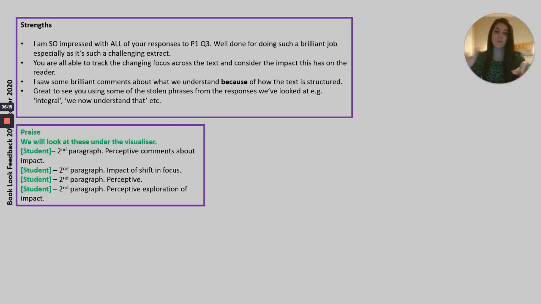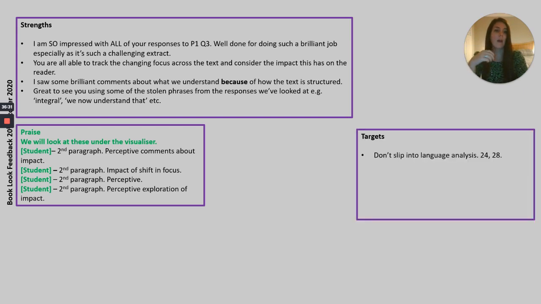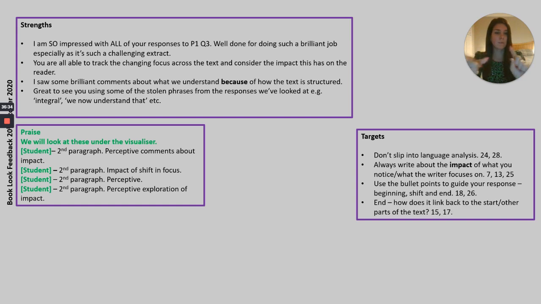Then we looked at quite a few student examples here because I wanted them to see how different students had handled what is quite a tricky question, or which can appear quite a tricky question, which I think students sometimes overcomplicate, but this class had managed really, really well. And then I went through some of the more specific targets.